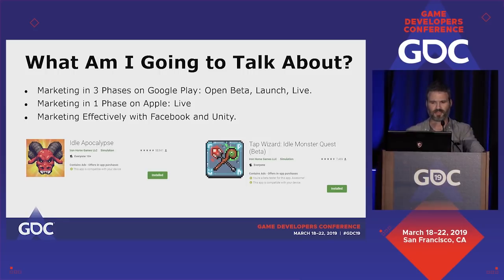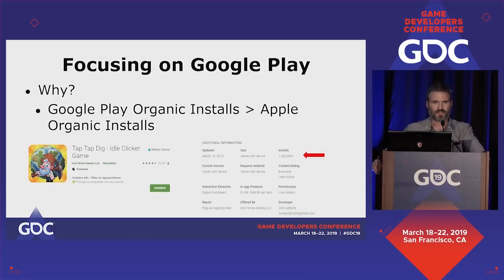Below, you can see 2 of the titles. One has a tag for beta, that's a title in open beta, and the other one doesn't because that title's live. So I'm focusing on Google Play primarily today, and the reason why is pretty self-explanatory.